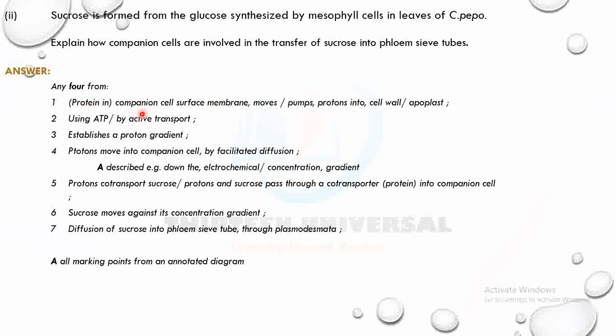So you can see that the companion cell surface membrane pumps protons into the cell wall using ATP, that's active transport. Why does it do that? To establish a proton gradient. Protons move into the companion cell by facilitated diffusion, moving down the electrochemical gradient. So protons are co-transported together with sucrose. Sucrose moves against its concentration gradient, that's secondary active transport. So that is the role.